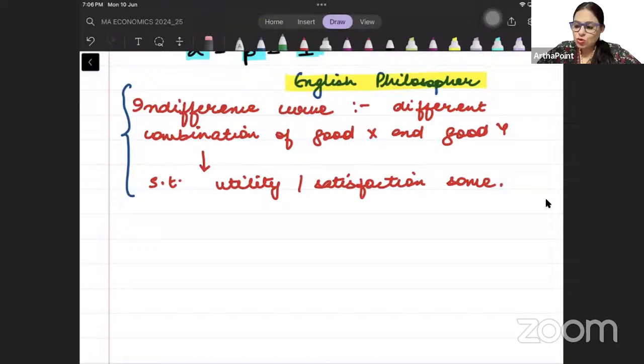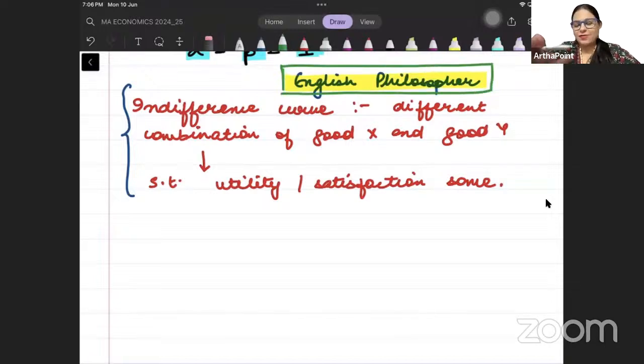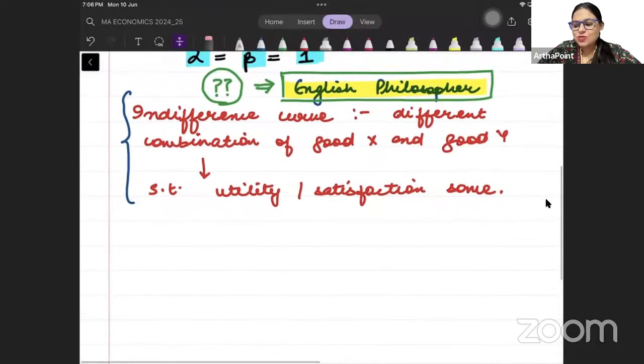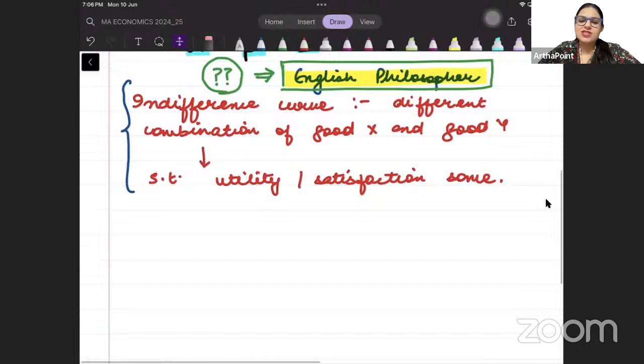I am leaving it to you. Go ahead, take a day, post it in the group, and if you know, post it in the chat now as to who this English philosopher was. I will take this up in the next lecture. I will give you the name if you're not able to tell. So just search for the English philosopher who first used the word utility.